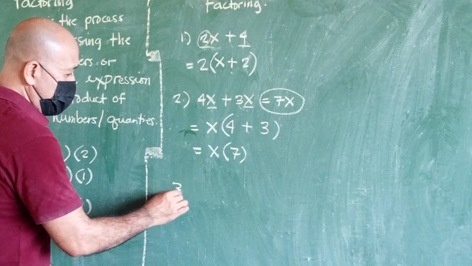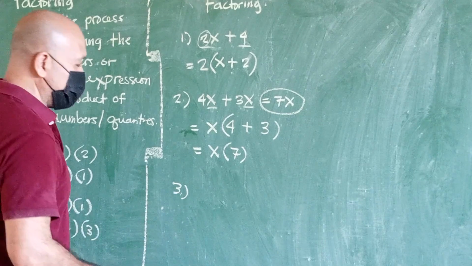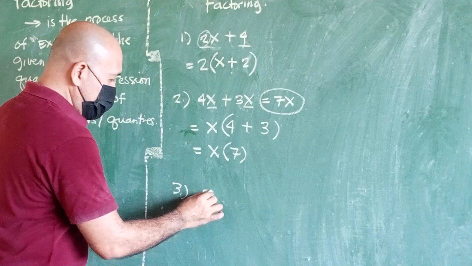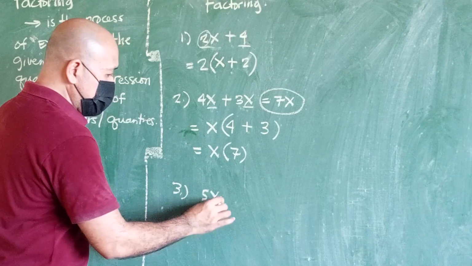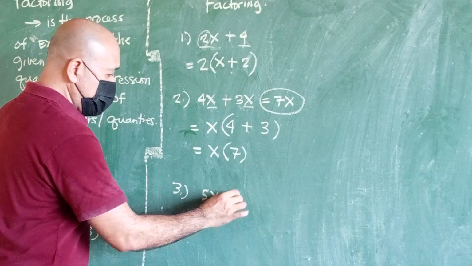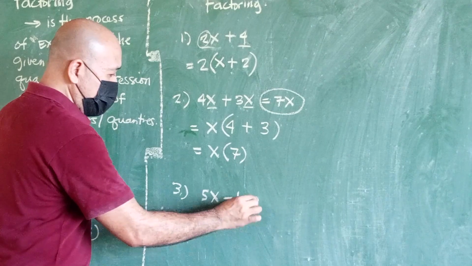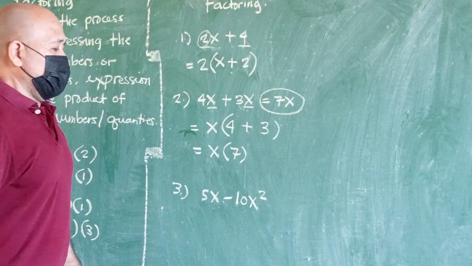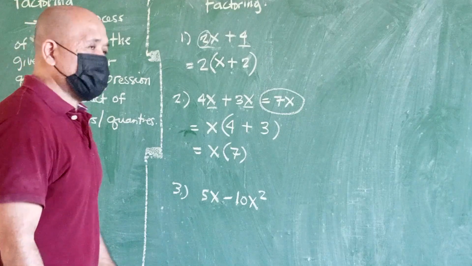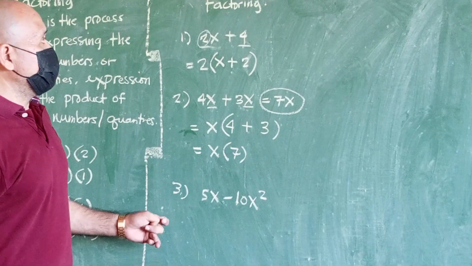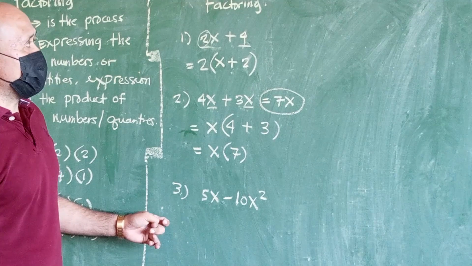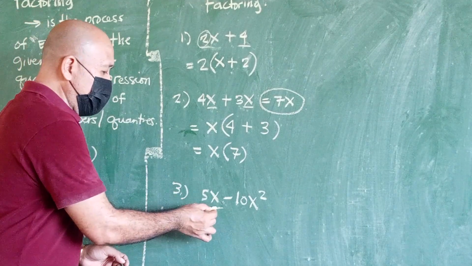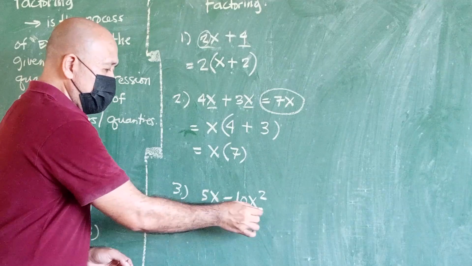Okay, another one. We have the last one as possible. Supposedly you have 5x minus 10x squared, for example. Okay, so again, do not forget class that when you use factoring common monomial, you have to analyze and compare the first term and the second term.